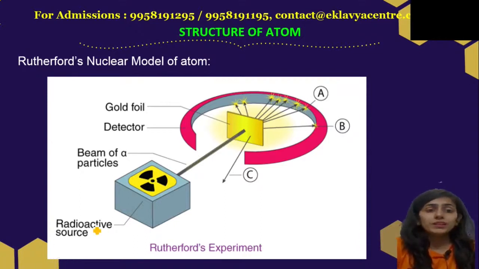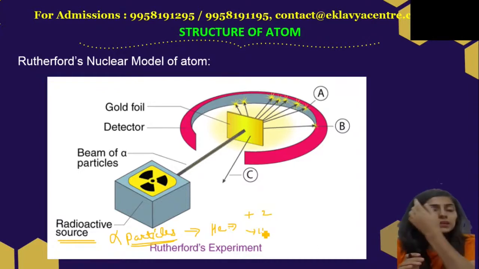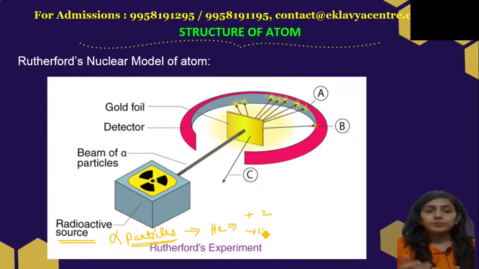So what he did was, he took a radioactive source in which alpha particles were present, and the size of alpha particles and the charge is similar to that of helium. Helium charge is +2 and mass is 4. So it is similar to that. The alpha particle charge and mass is similar to that of helium.